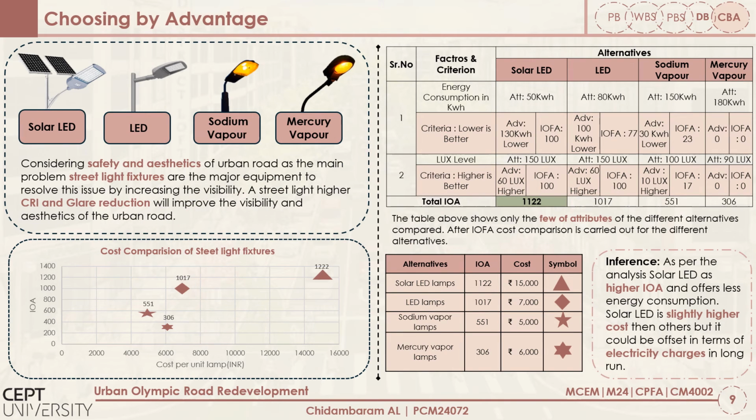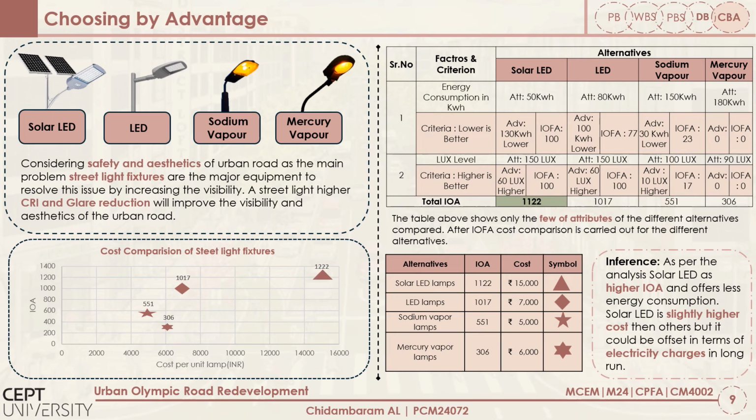Next problem is streetlight fixtures. Considering the safety and aesthetics of the urban road as the main problem, streetlight fixtures are the major equipment to resolve this issue by increasing the visibility. For this, I have taken four alternatives. One is solar LED, then LED, sodium vapor, and mercury vapor streetlight fixtures.